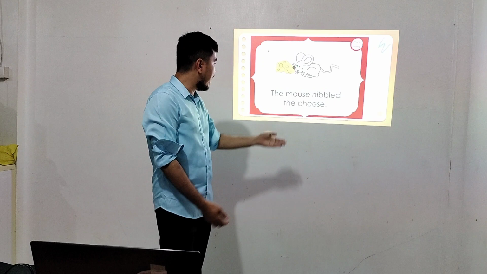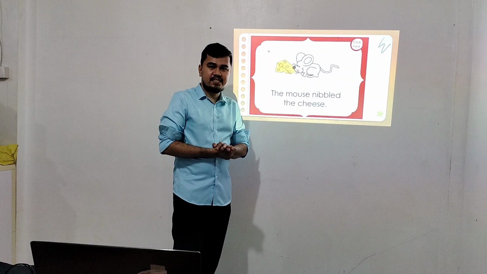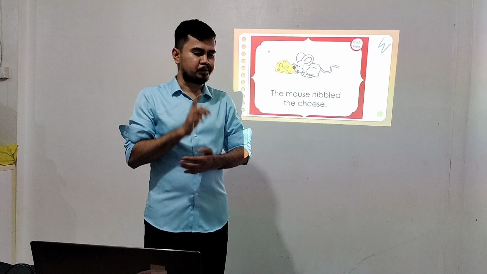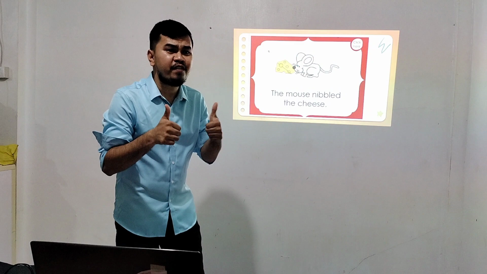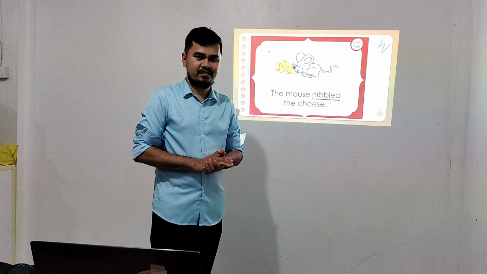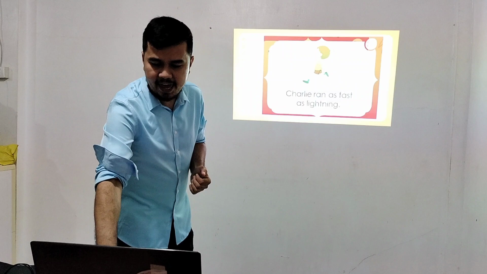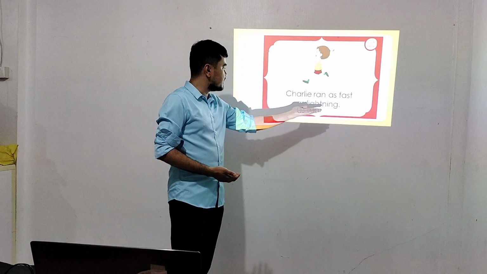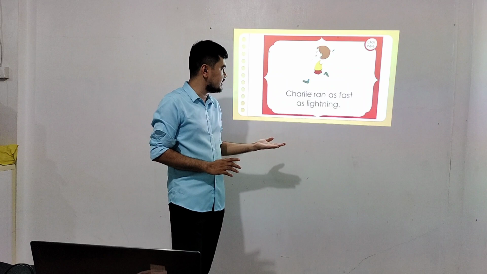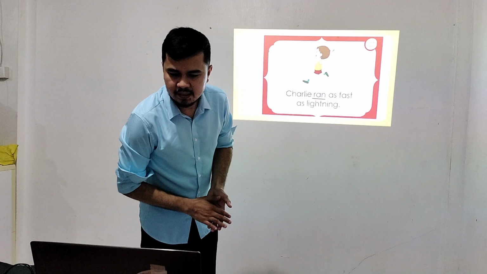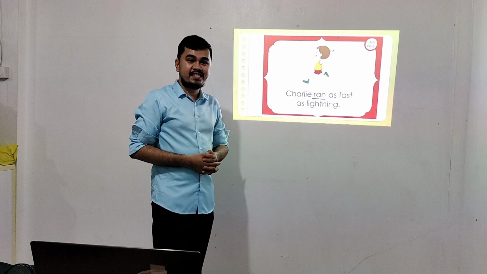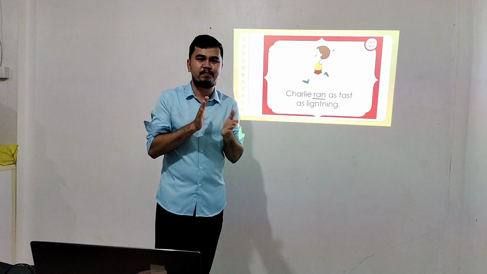Next one. We have, everybody read, the mouse nibbled the cheese. Can you spot the verb? Yes, Marga. Very good. The verb is nibbled. Yes, very good. How about a round of applause for Marga? And we have the last one. Charlie ran as fast as lightning. Can you spot the verb in this sentence? Yes, Carlo. Run. Very good. So the verb in this sentence is run. Very good. Let's give a round of applause for Carlo.